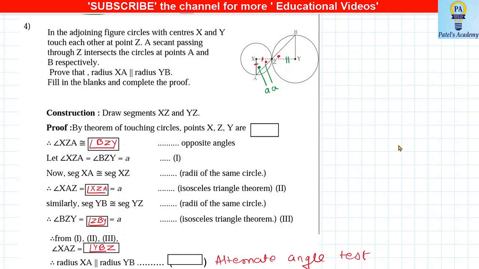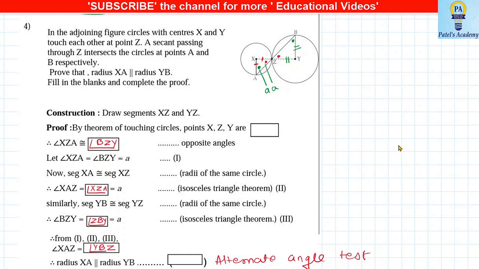Can I say YZ equals YB, radii of the same circle? So this is an isosceles triangle. So can I say that angle Z equals angle B? So can I say these two angles will also be A? So what I got is all four angles are equal. Here all four angles are equal.